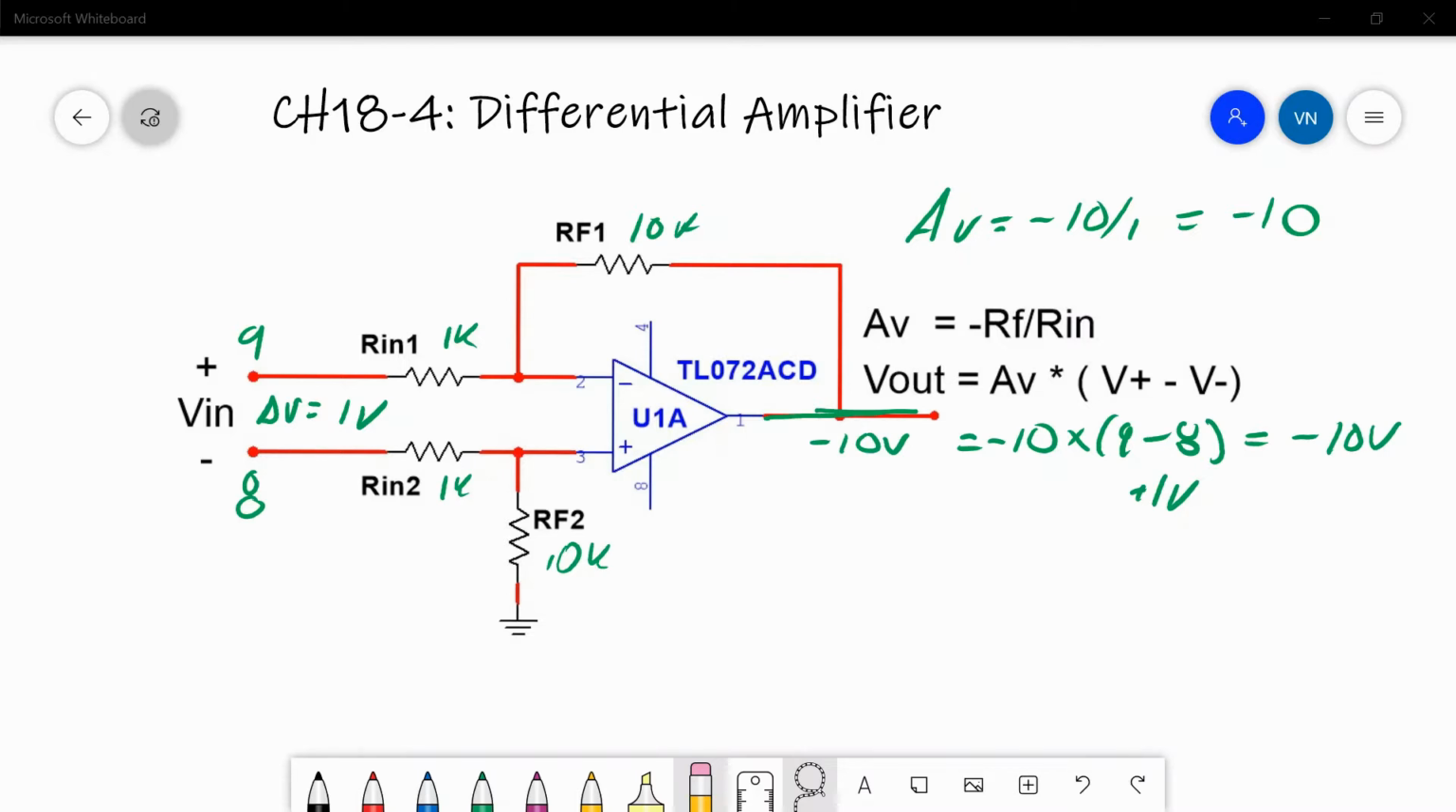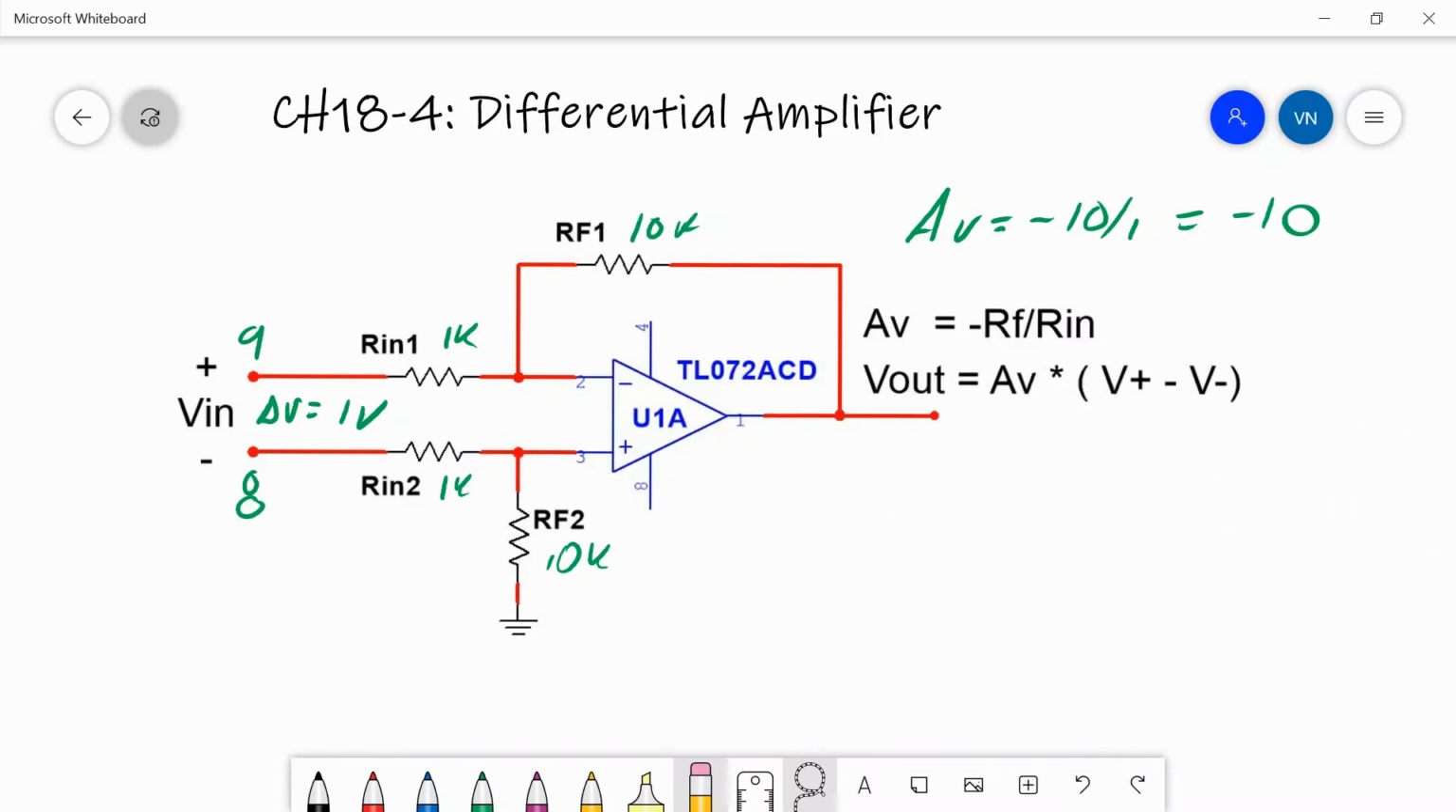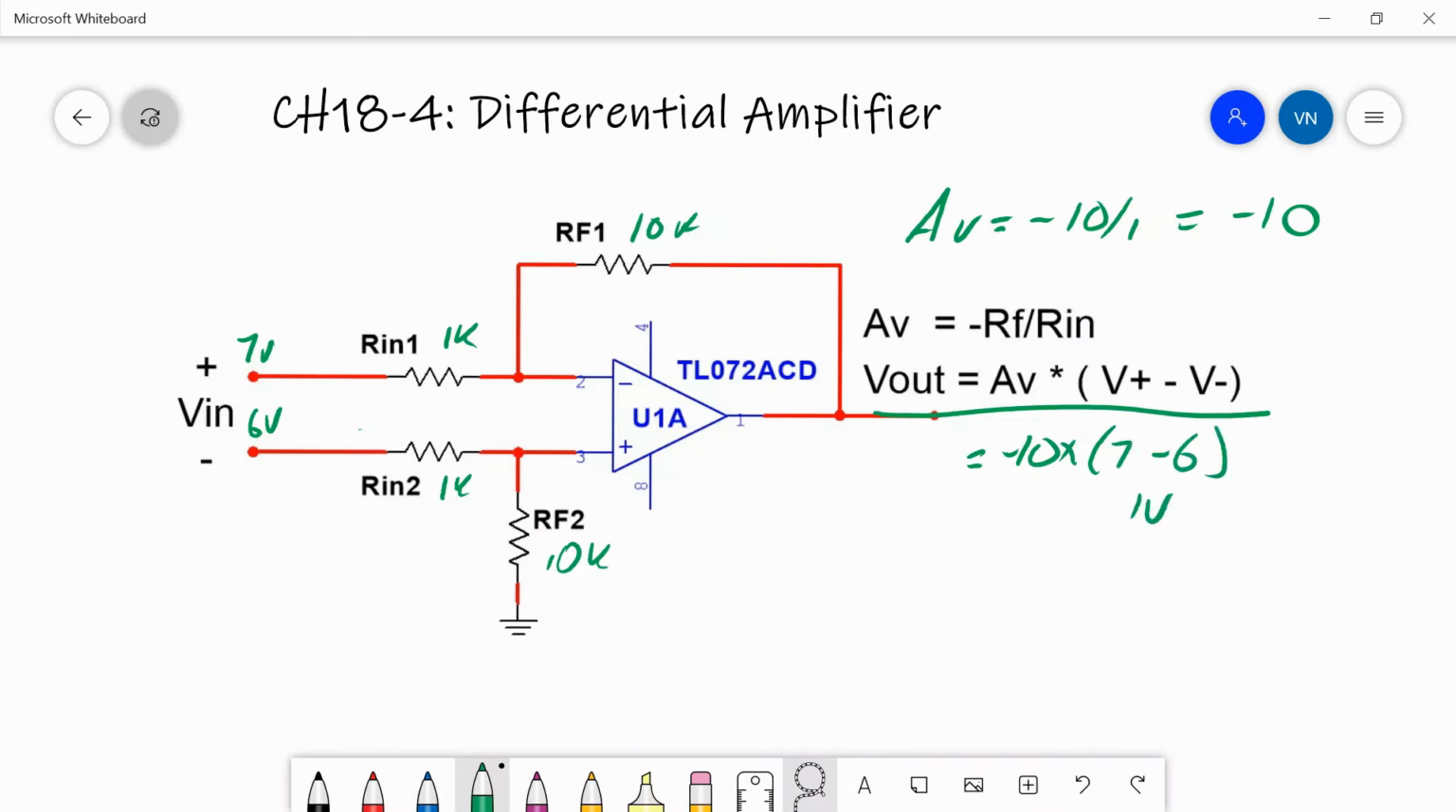Let's do the same example with the same feedback resistors, but now let's make the input voltages, instead of 2 and 1, 7 volts and 6 volts. Again, V out would be minus 10 times 7 minus 6. This would be 1 volt, so we would get minus 10 volts out again. What I'm trying to emphasize here is that the absolute value of the voltages doesn't matter. It doesn't matter if it's 2 and 1 or 7 and 6. It's the difference between the two input voltages that really matters. That's what gets amplified.